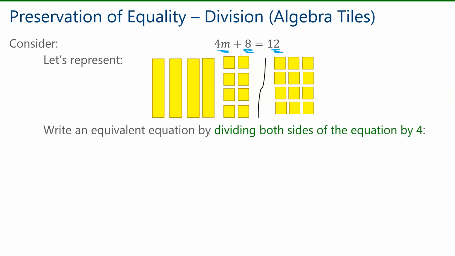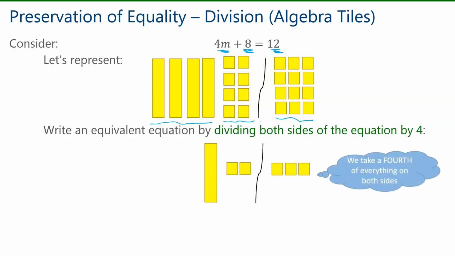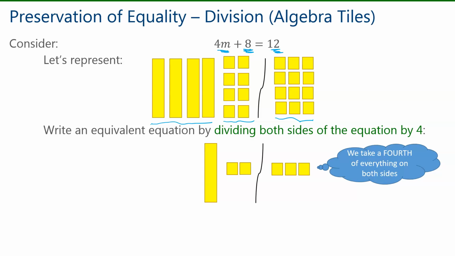What are we going to do? We're going to divide both sides of the equation by 4. So if I take 4 variable tiles and put them in 4 equal groups, I will get 1 in each group. If I take 8 unit tiles and put them in 4 equal groups, I'll get 2 in each group. And if I take 12 unit tiles and put them in 4 equal groups, I will get 3 in each group. Here we take a fourth of everything on both sides.